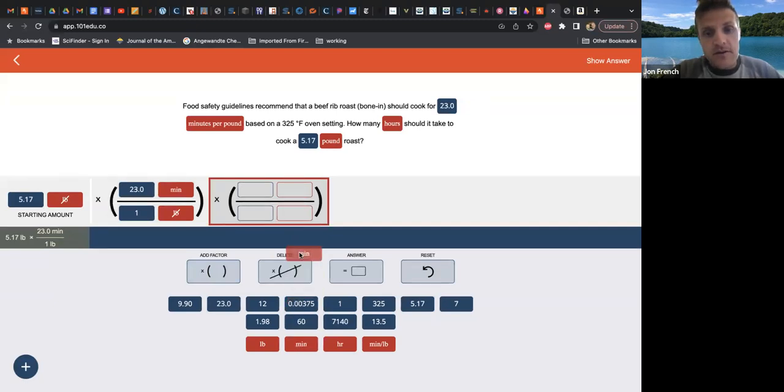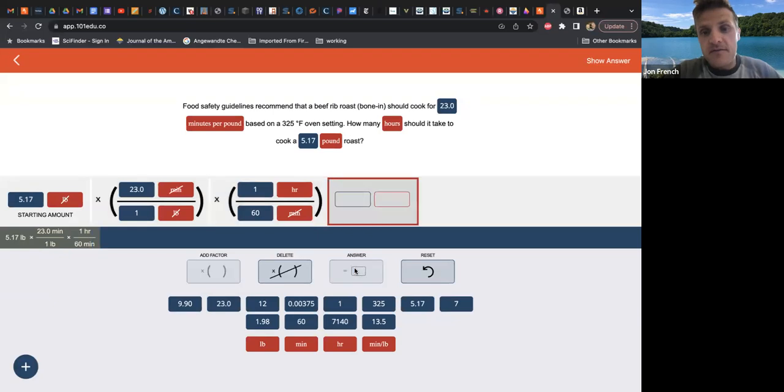Well, I know, and if I drag down minutes right here, it's going to cancel out, right? Because this is how we're going to get our units to cancel out. I know for every 1 hour, we have 60 minutes. And now you can see my pounds have canceled out, minutes have canceled out, and now we're going to be left with hours. Hours are the only units that haven't canceled out.